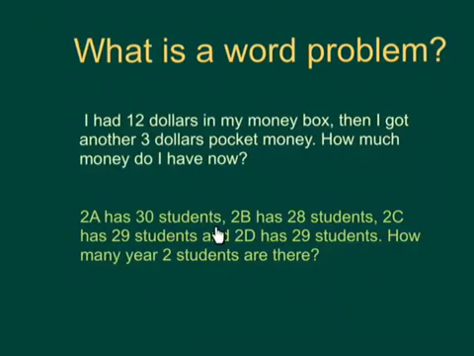Let's have a look at this one. 2A has 30 students, 2B has 28 students, 2C has 29 students, and 2D has 29 students. How many Year 2 students are there? That's asking us again to join these parts together to come up with the whole. So they are both examples of word problems.